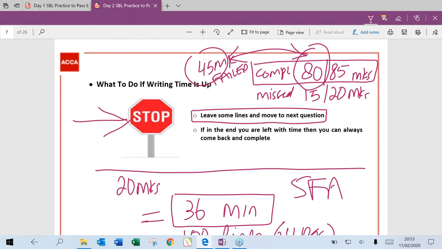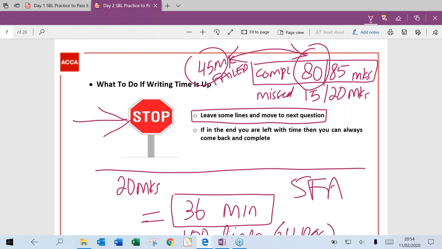None of my answers was complete. I repeat, she said, none of my answers was complete. But I attempted all the questions. Did you understand that? So she attempted all the questions, but none of her answers was complete. The moment her time was up, she used to jump to the next question. The moment the time for the next question was up, she used to jump to the next one. So she attempted all the questions and none of them was complete.